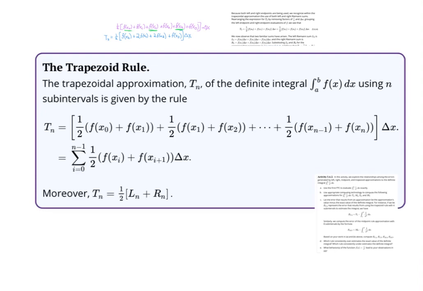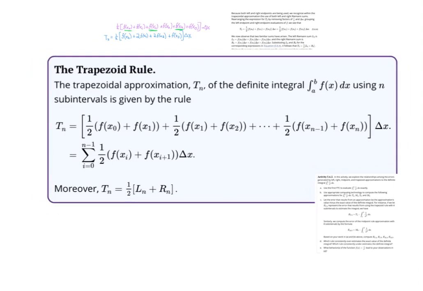Let's look at the trapezoidal rule. All right, so the trapezoidal approximation T sub n of the definite integral from a to b of f of x dx using n subintervals is given by this rule here. Notice the way they wrote it, they didn't put a 2 in front of the f of x1, they just wrote it twice, and they made sure that they had these separate terms with a 1/2 in front. They actually wrote out each trapezoid's area formula in the formula.